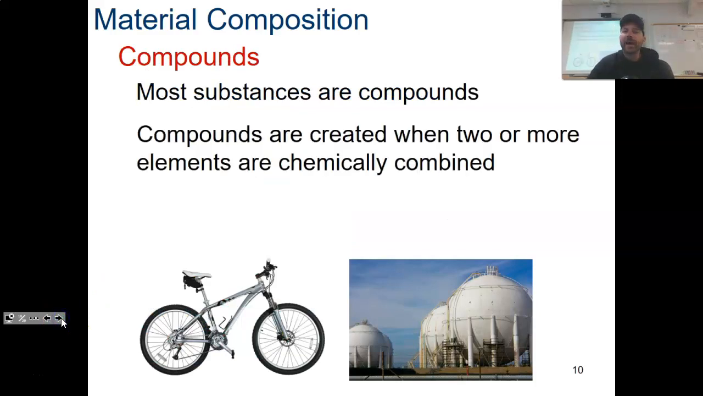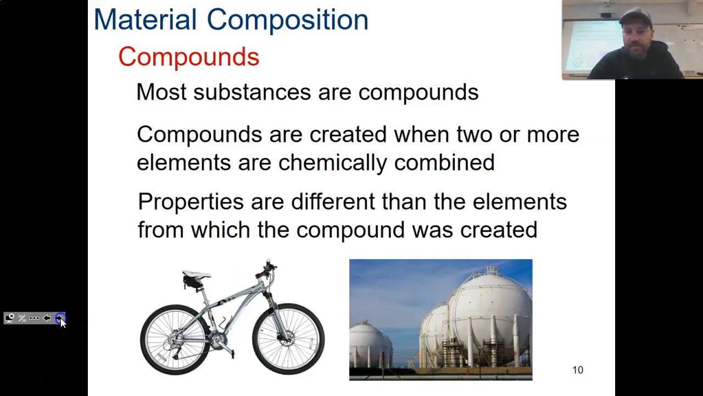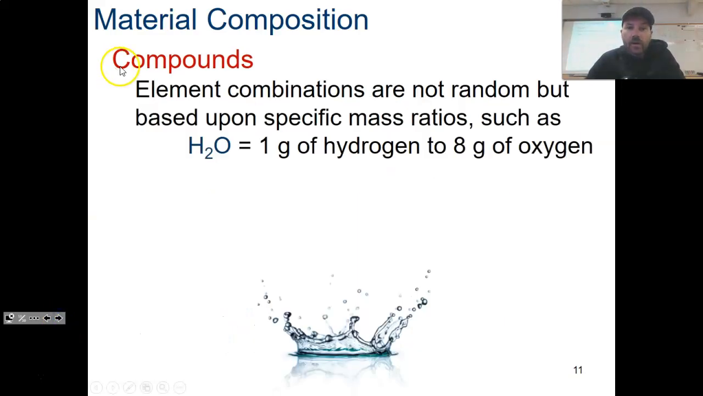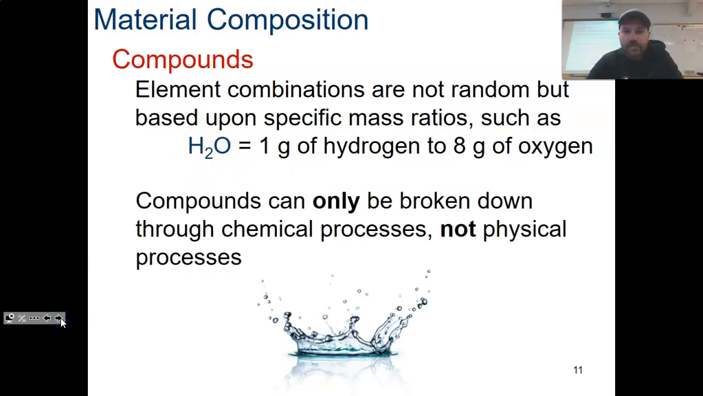Compounds are things that you combine to make 2 or more things. For instance, rubber, or maybe aluminum, or something like an alloy, that bike frame. Compounds, the combinations are not random, but based on specific mass ratios, like water, 2 parts hydrogen to 1 part oxygen. Compounds can only be broken down through chemical processes, not physical processes. Like a cookie, for instance. Or soup, you could physically separate out the carrots and the celery and the noodles. You don't need to chemically break that down.